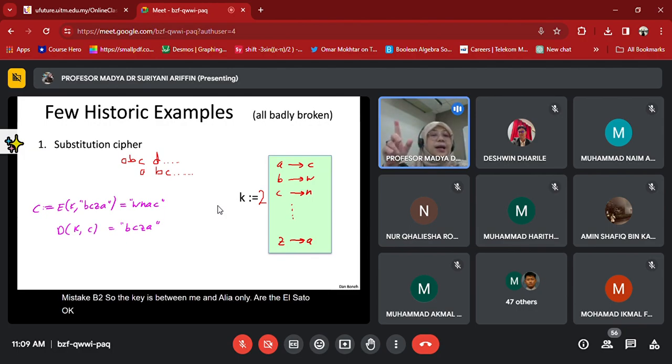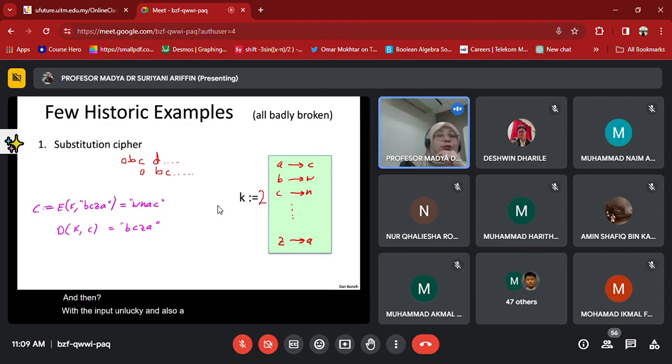Okay, for example, I have a table here in slide one. A is C, B is D, C is E, for example. We have a message there. Just now, we say we have encrypt, and we encrypt with the input being the key and also a message.